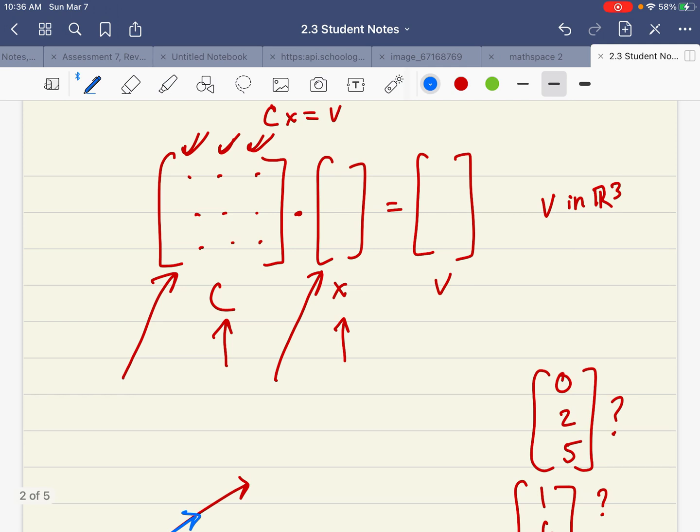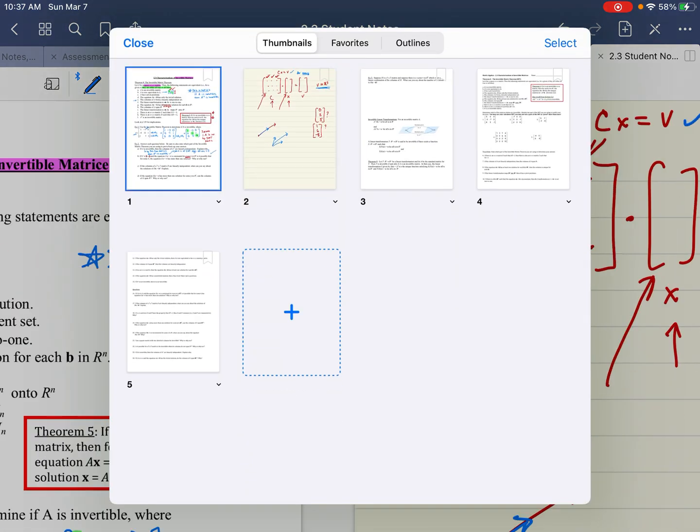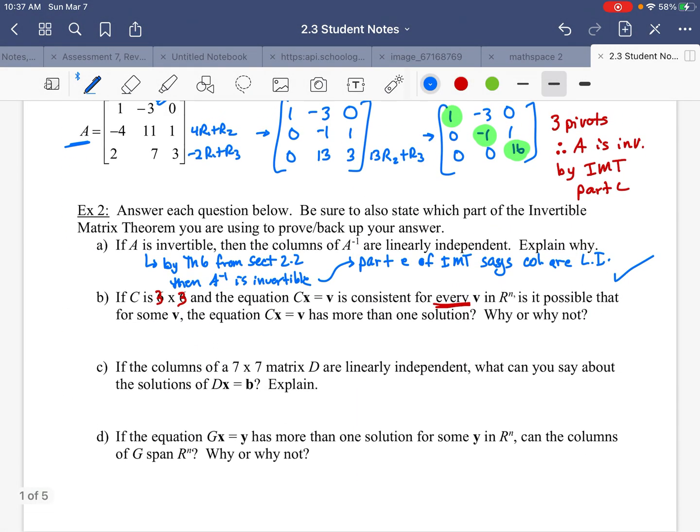And so the key phrase is that this statement is true for every v in Rn, in R3 in our case, which means I can always get there. So my columns are linearly independent. That means there is a unique solution, and I can get everywhere in my dimension space. Based on all that, sorry, that's a long explanation. Is it possible that for some v, the equation has more than one solution? We're going to say no, because my columns have to be linearly independent to be able to get everywhere. They can't be multiples of each other.